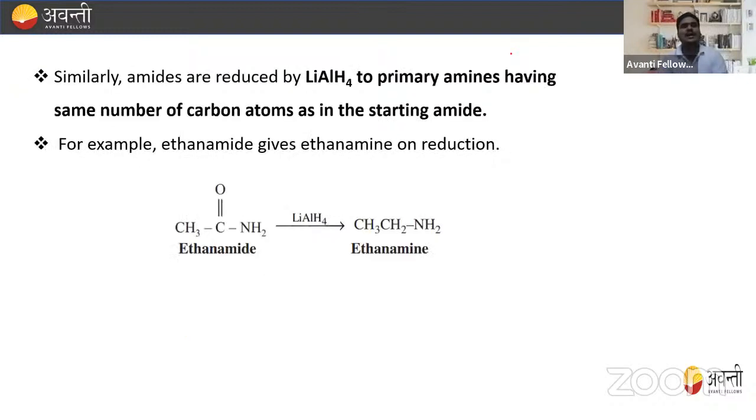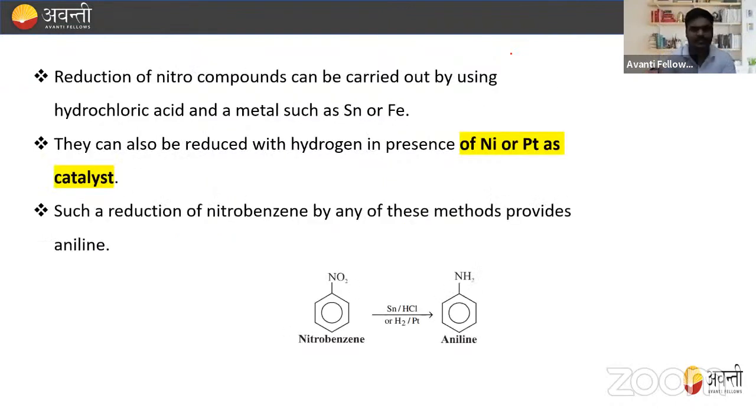Now, similarly, amides are reduced by LiAlH4 to primary amines having the same number of carbon atoms as in the starting amide, right? For example, ethanamide gives ethanamine on reduction. Here we have CH3CONH2. When the reduction takes place in the presence of LiAlH4, it will give ethanamine. So ethanamide reacts with LiAlH4 to give ethanamine.